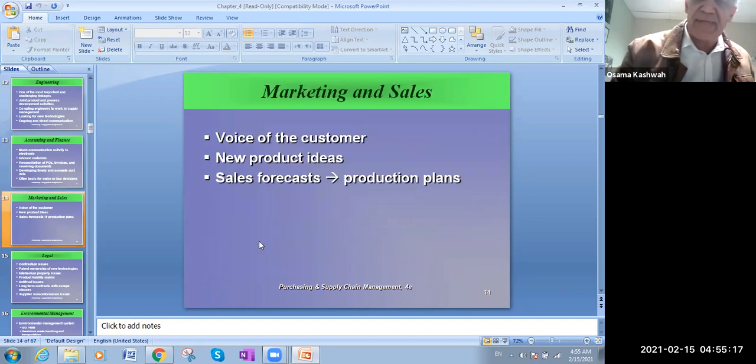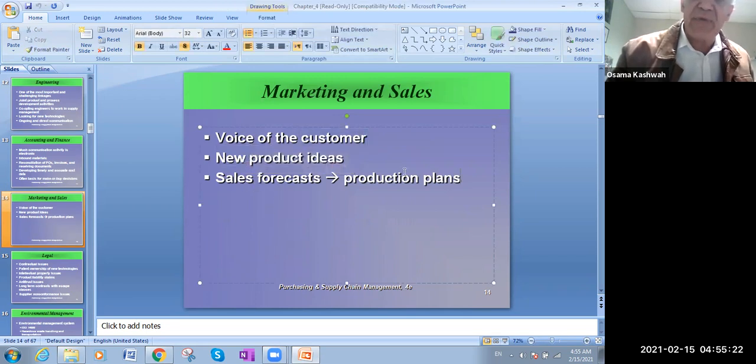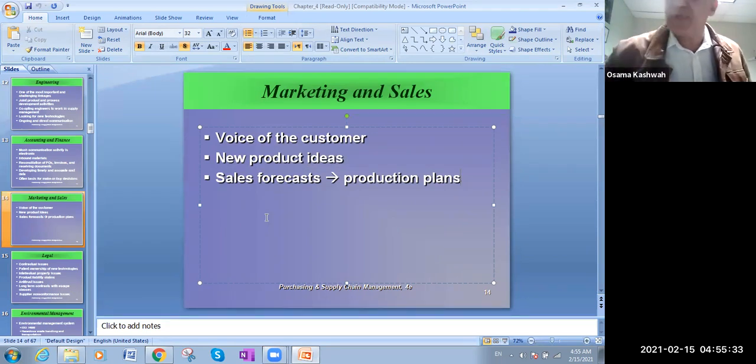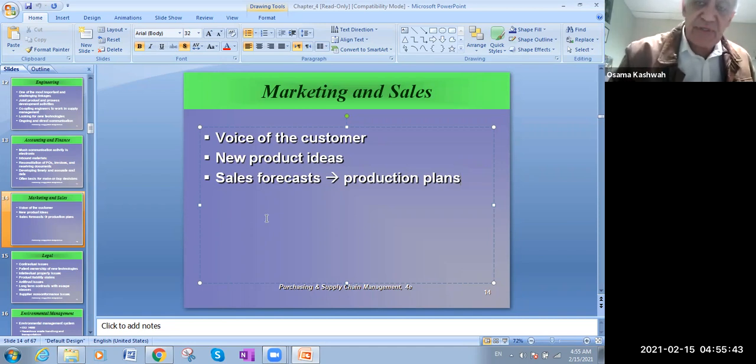Marketing and sales. We have to listen to the customer and see what the customer wants. We have to check whether there are any new product ideas. We have to do a sales forecast. What does a sales forecast mean? I try to see the future based on the information of the past. So I can see, for example, that if sales were escalating in the past, it means it's a promising market where I will continue to sell more and more in the future.